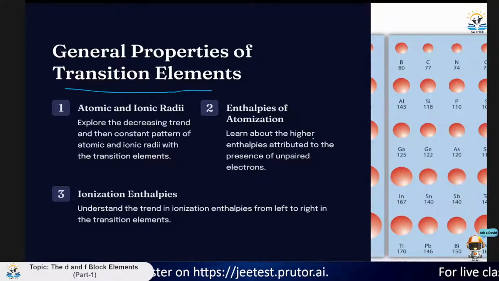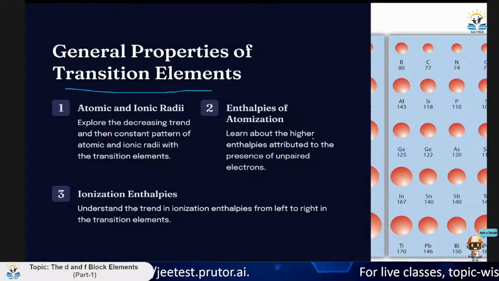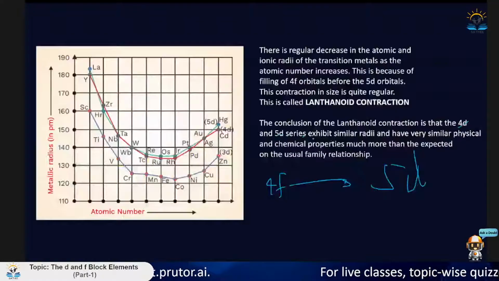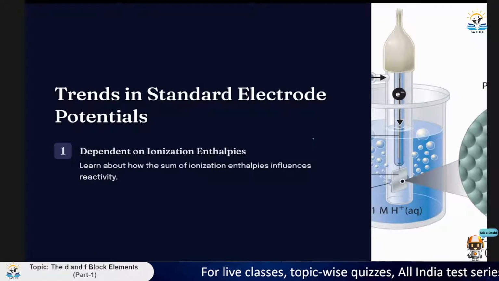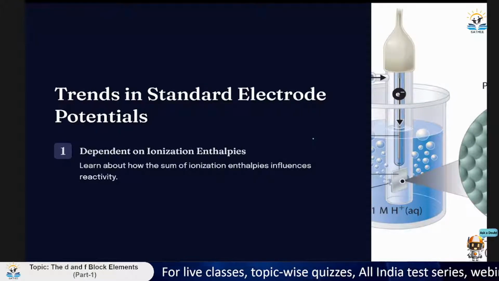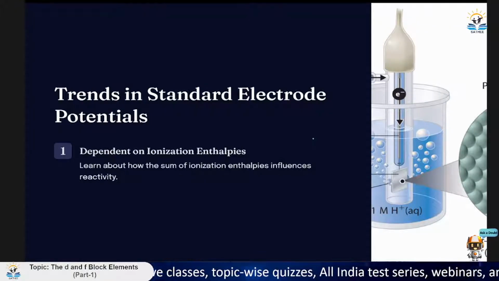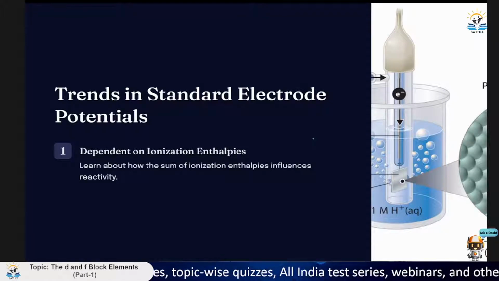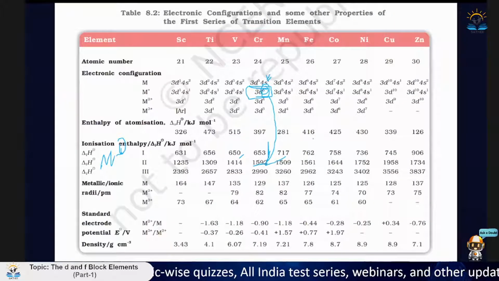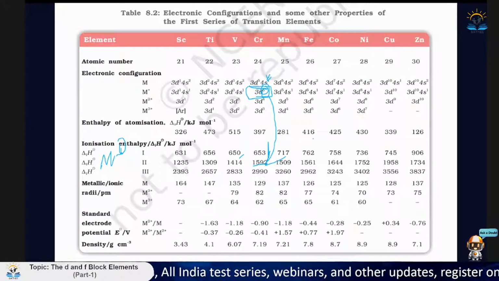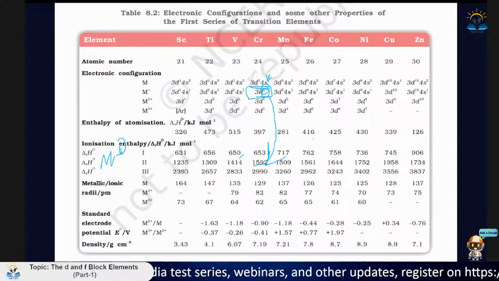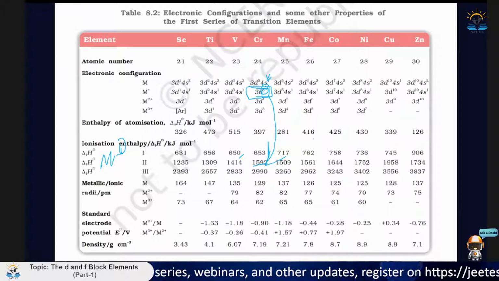Then let's talk about enthalpies of atomization. We have already talked about how it increases, but when a stable configuration comes, it suddenly decreases. Similarly, that is the ionization enthalpy we talked about. Next, let's talk about the standard electrode potential. The standard electrode potential itself is dependent on the ionization enthalpies. If I show you the table over here, they don't ask much about the standard electrode potential, because they generally give it in most of the questions.